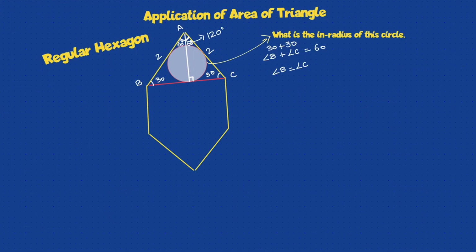So this forms a 30, 60, 90 triangle. I know the hypotenuse, and the side opposite to 30 is half of that, that is 1. And the side opposite to 60 will be what? Just multiply this by root 3.